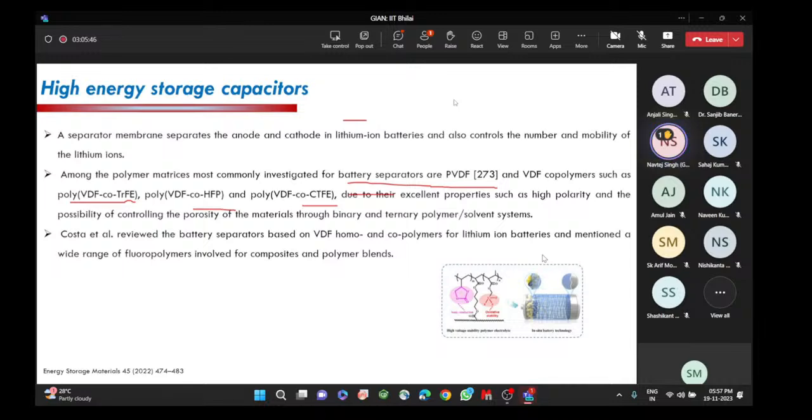Yeah, Navtej, you want to say something? What is this 273 in the square brackets ahead of the PVDF? Okay, these are the references, cross references. So this is taken from a source. The source material is on energy storage material. This is a cross reference.